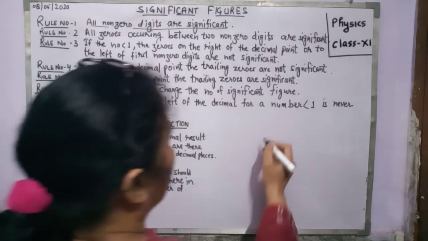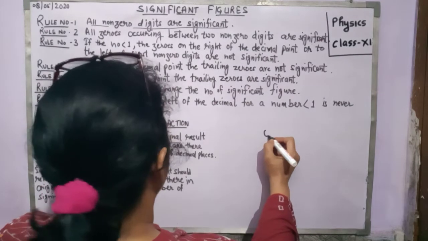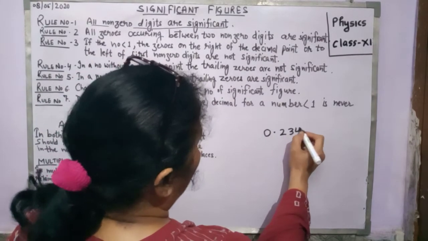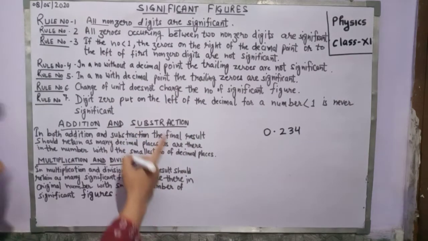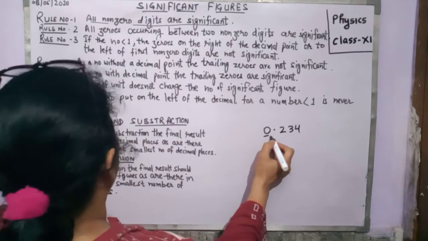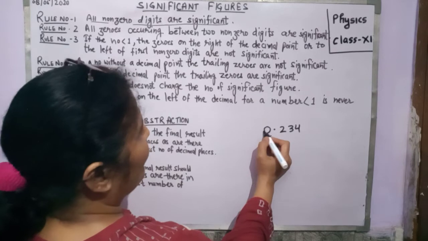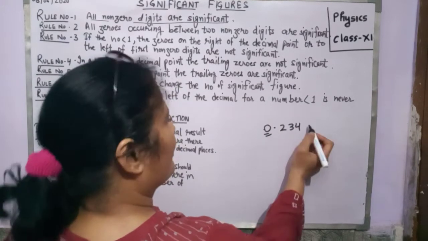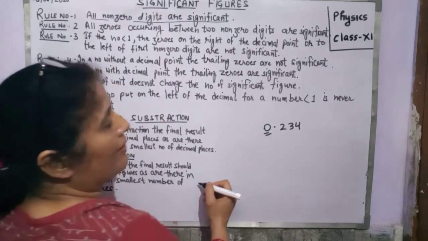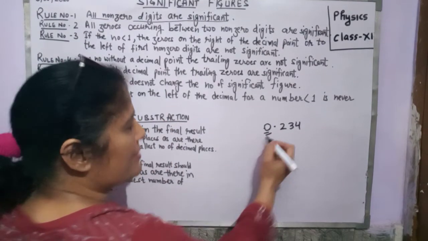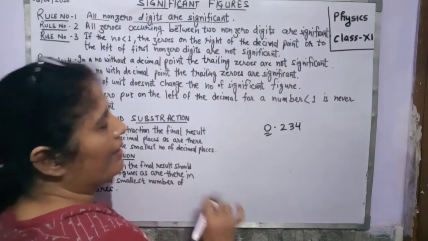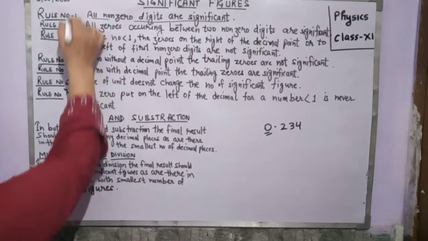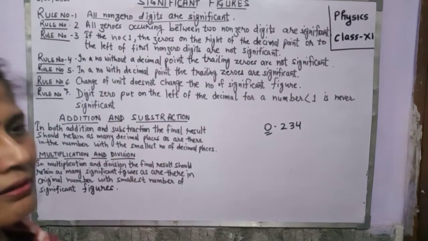That means the 0 in 0.234. It is stating that the 0 to the left of the decimal point for a number less than 1 is insignificant. When the number is less than 1, this 0 is never significant. These are the rules for significant figures.